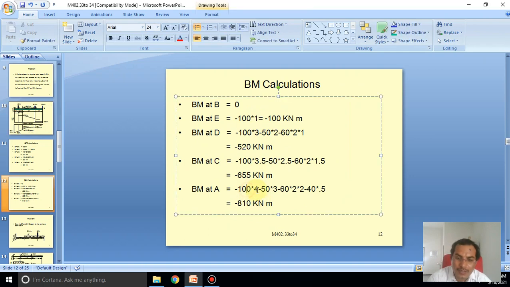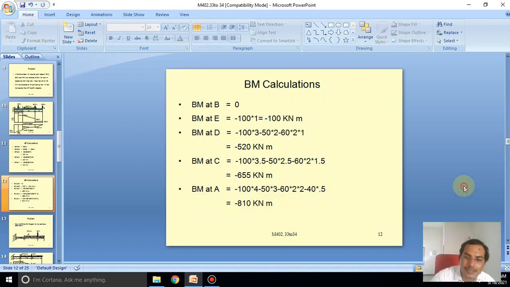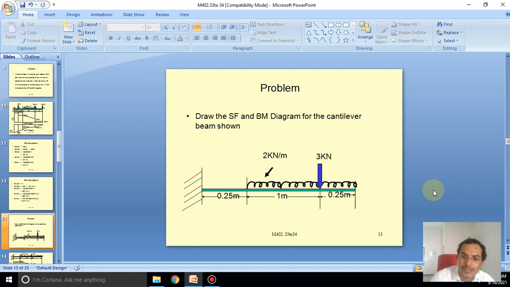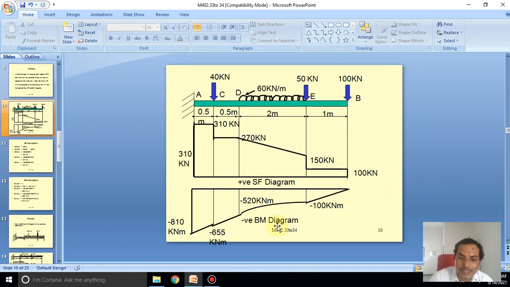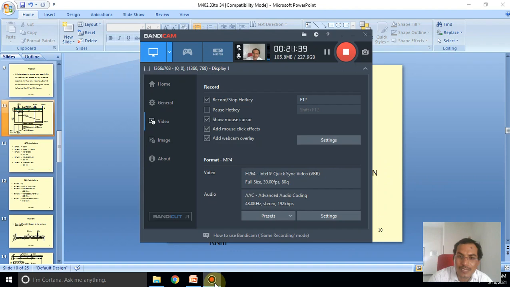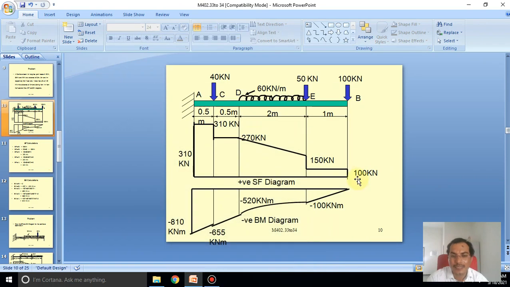So here, 100 into 4 minus 100 into 4 minus 50 into 3, and 60 into 2, 2 by 2, now that calculated, and 40 into 0.5, the total answer is minus 810 kilonewton meter. That answer is the right answer. Then we can draw the diagram, considering the calculation.